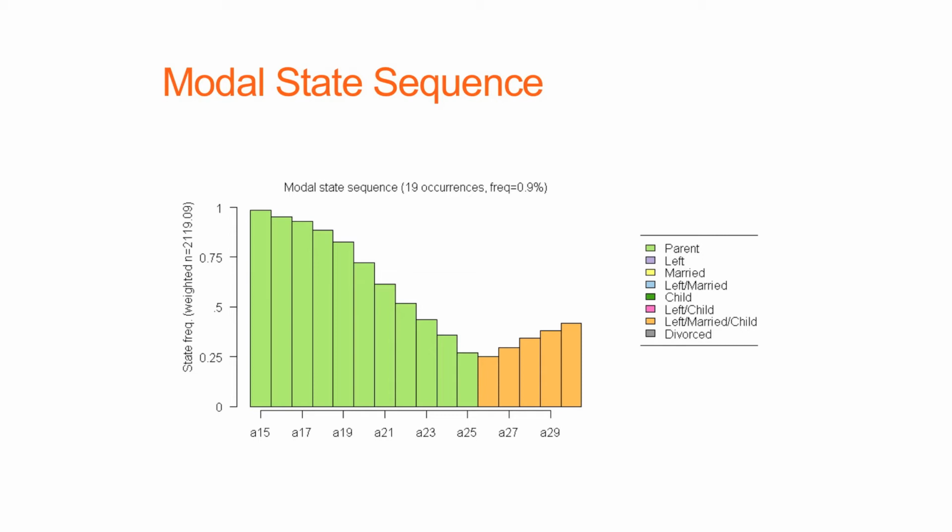Each bar on this graph shows a transversal distribution at a particular age. We can see that at age 15, almost everybody was living with parents, and that proportion who was living with parents declined over time. And then the proportion that had left and was married with children increased.